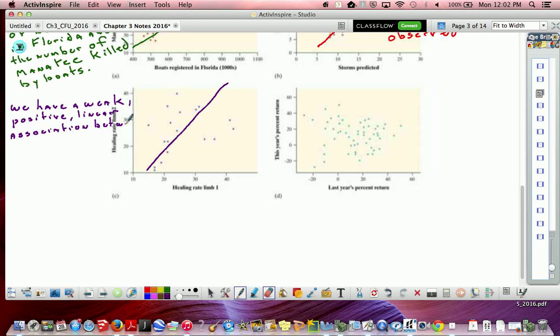between the healing rate of limb 1 and the healing rate of limb 2.